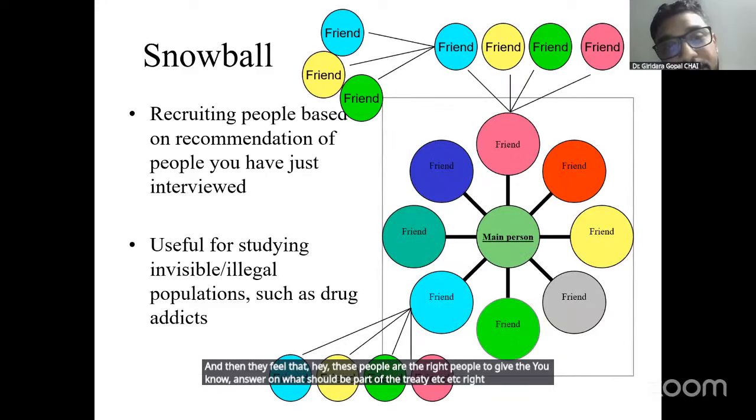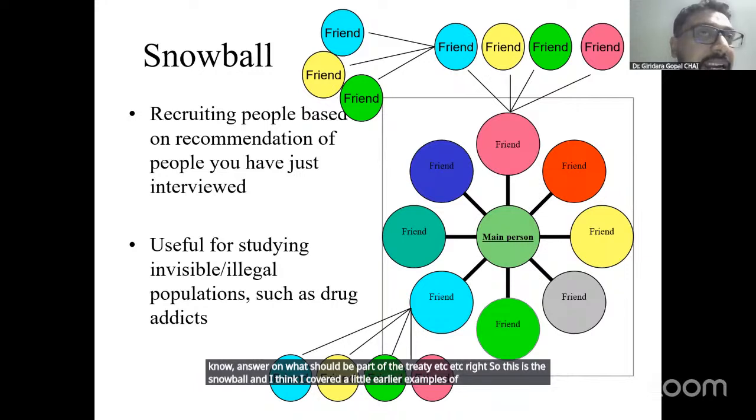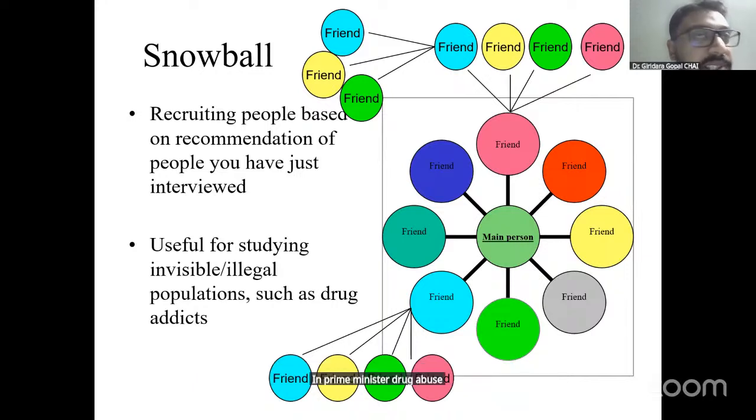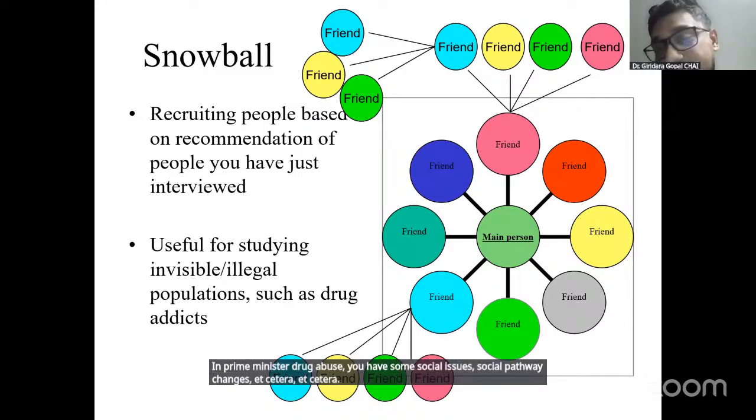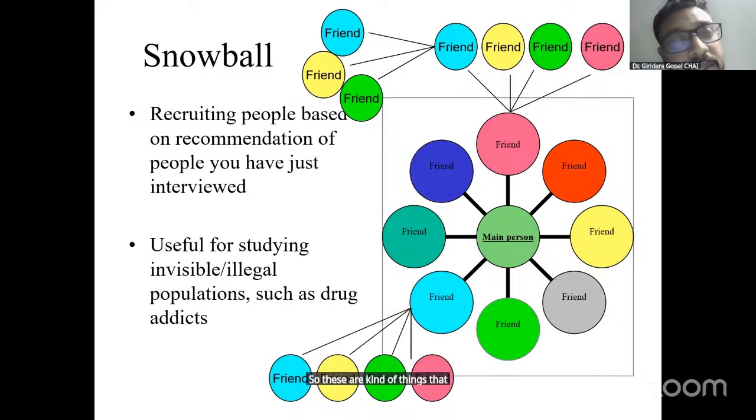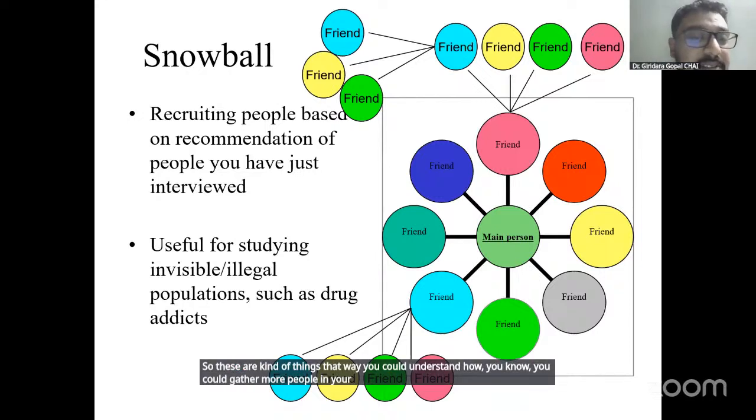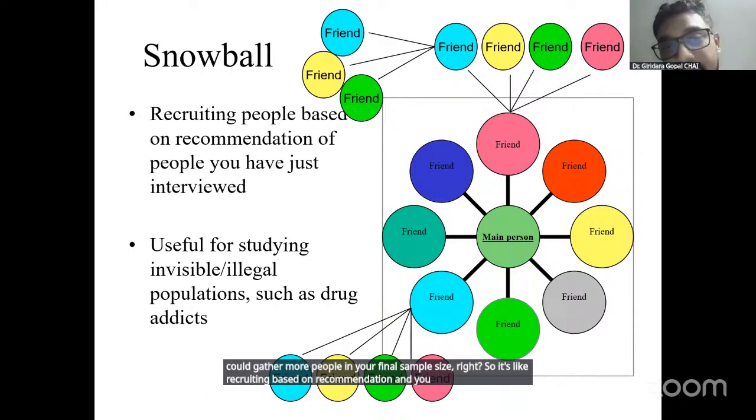Then there is snowball sampling, and I think I covered it a little earlier. Examples are intravenous drug abuse, or social issues and social pathway changes, etc. These are the kinds of things where you could gather more people into your final sample. It's like recruiting based on recommendation, and you just keep going forward. That is the whole thought of it, right?